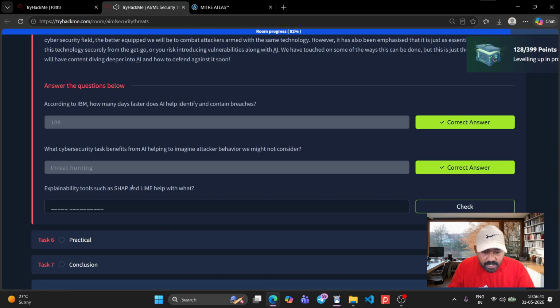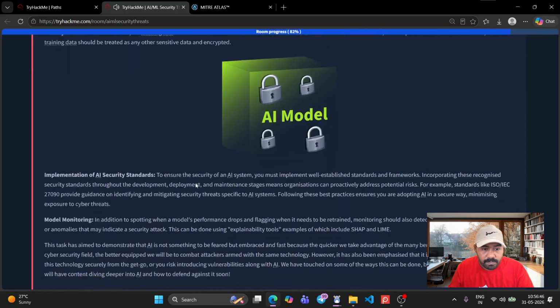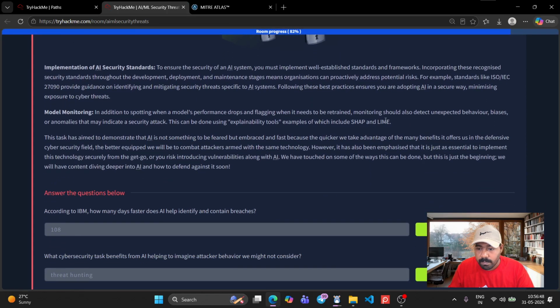Explain what tools such as SHAP and LIME help with. I think I haven't explained this one, SHAP and LIME, which will be model monitoring.